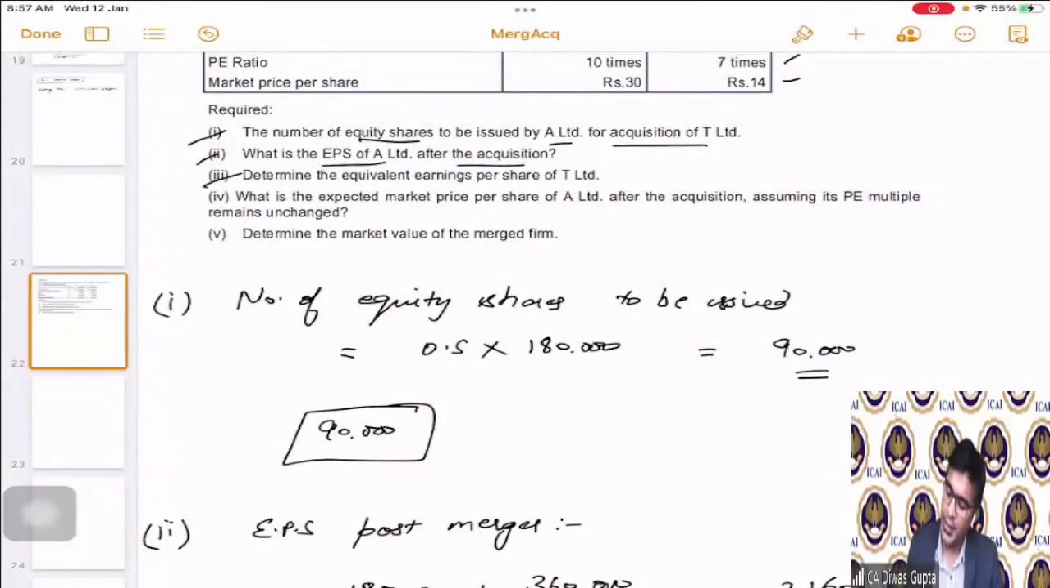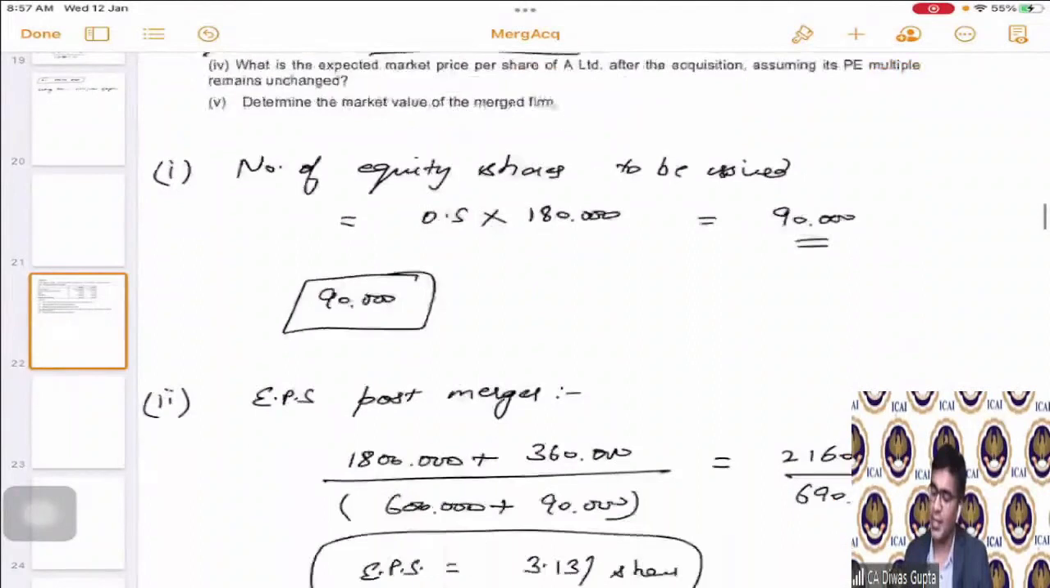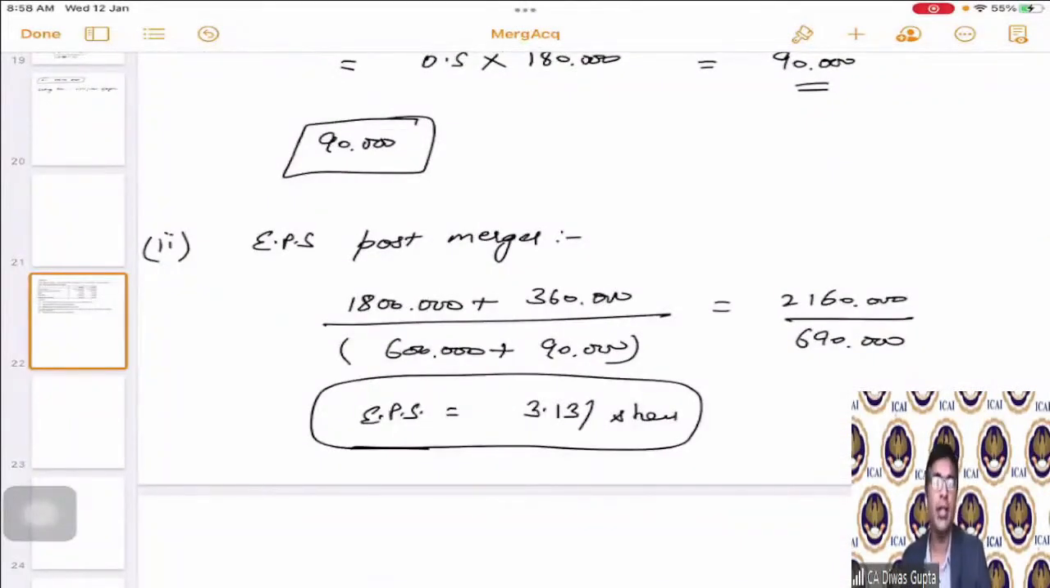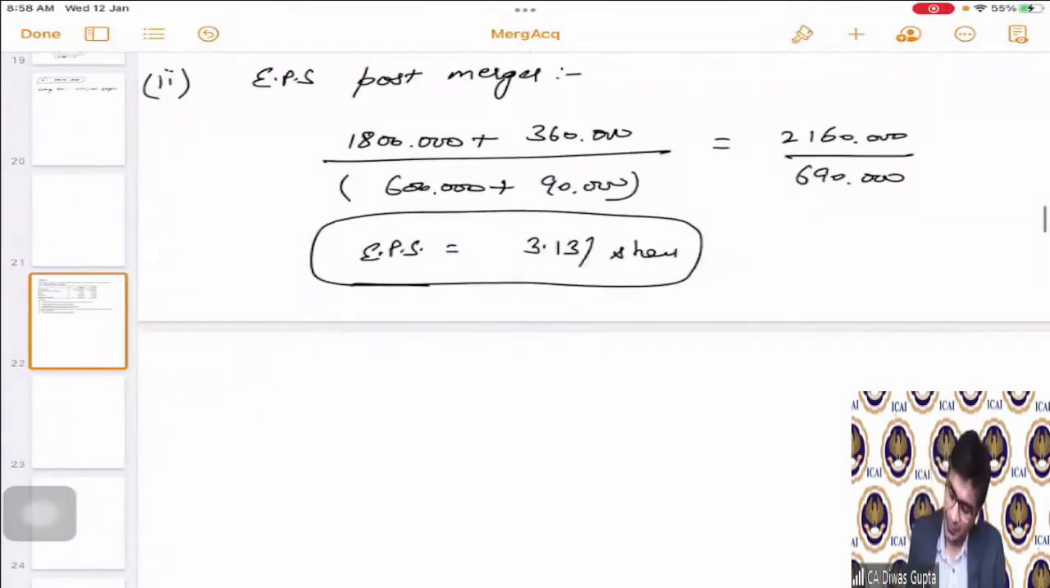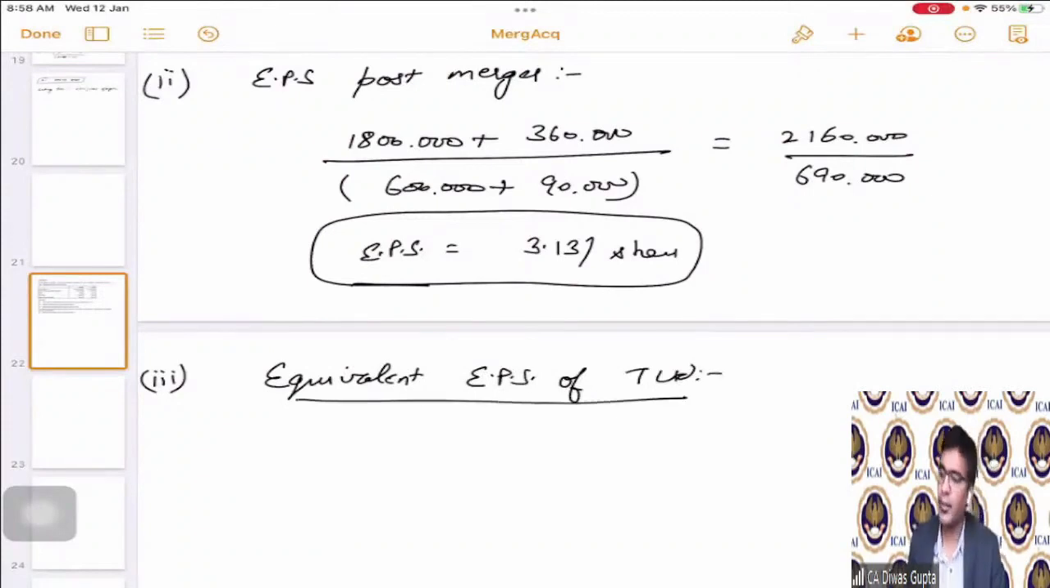Okay. Now the third part, determine the equivalent earnings per share of T Limited. Equivalent earnings per share of T Limited means they are asking us to calculate the swap ratio adjusted EPS post merger. Simple. So equivalent EPS of T Limited is what? What is the EPS? Currently 3.13. In this, we will just multiply it by 0.5, which is the current swap ratio. Simple. So this will give us 1.57 per share.